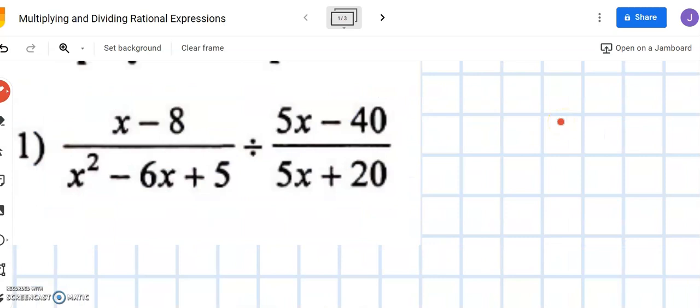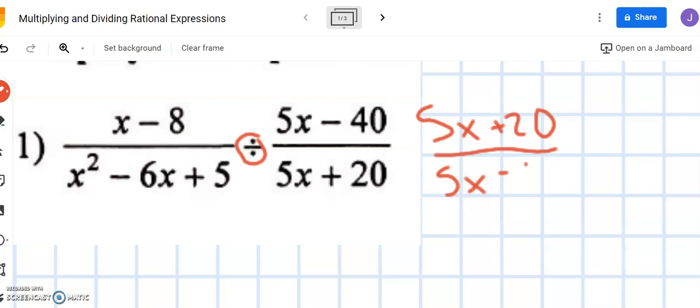So in this example, we said that the division sign means I need to flip my fractions. So I'm going to rewrite it with 5x plus 20 on top and 5x minus 40 on the bottom. And then I'm going to change this and pretend that it says multiply. From here, we're basically going to do the exact same thing. I'm going to factor all of my pieces, and then cross out any factors that match in the top and bottom of each fraction.